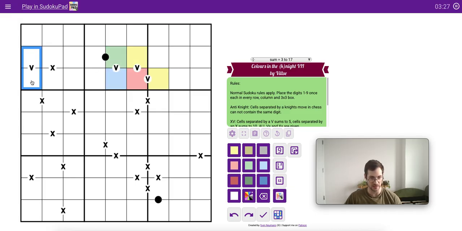Looking at this V, both cells in this V are seen by the hot 5, the hot V. So we know it must be a cool V, otherwise this cell would have no value, but it can't be the light blue, so we know it's got to be green. Let's see.